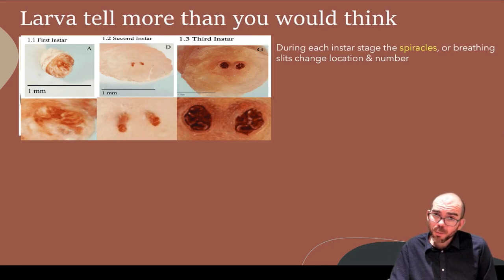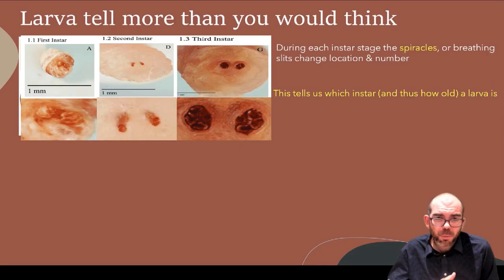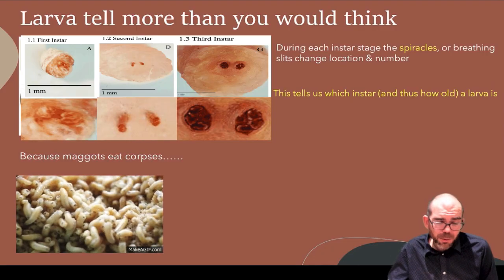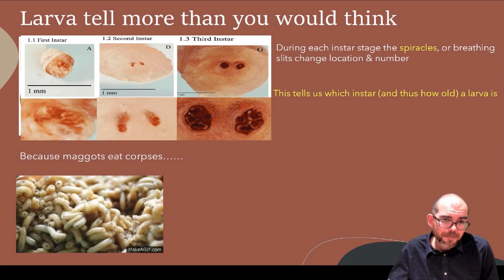Now, larvae can tell you more than you think. Not only can they tell you the potential age of a corpse, when they develop through each instar, they develop a structure called a spiracle. And these are breathing slits. Notice in the diagram how they change from one instar to another. The first instar has kind of a U-shaped spiracle, second has 2, and the third has 3. It's just a quick way to ID how old a larva is or how far in the instar process it is. And since maggots are eating away and eating away and eating away, think about what they're eating.